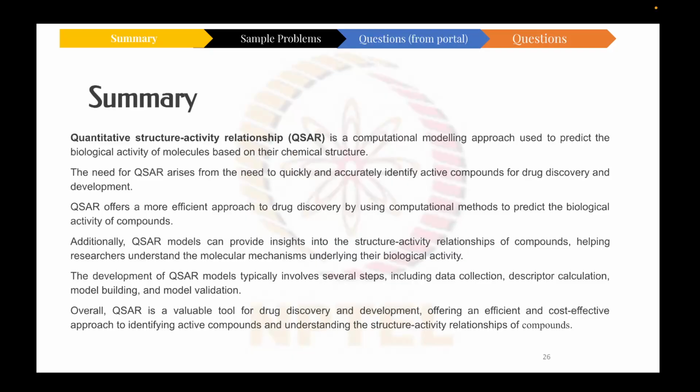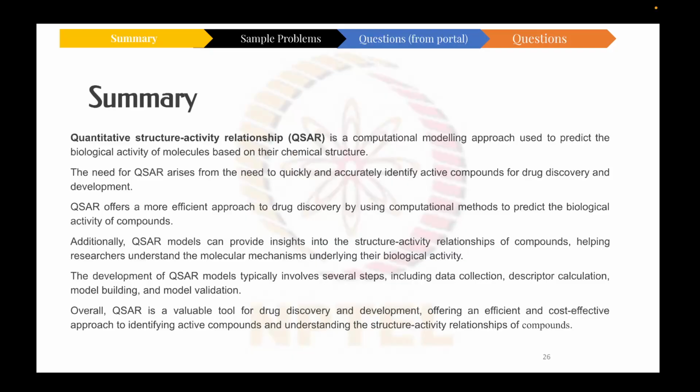Model validation involves evaluating the performance of the QSAR model using a test set that was not used to build the model. So QSAR is a valuable tool for drug discovery and development, offering an efficient and cost-effective approach to identify active compounds and understand the structure activity relationship.